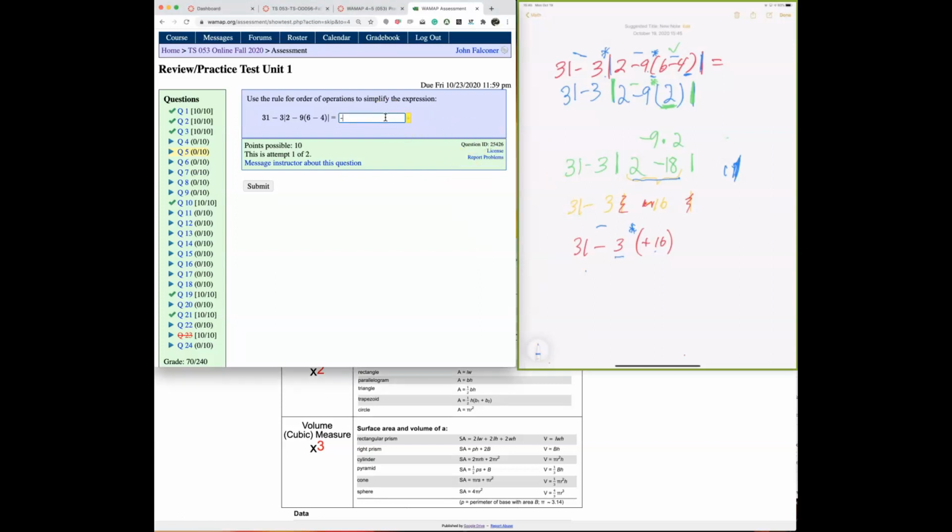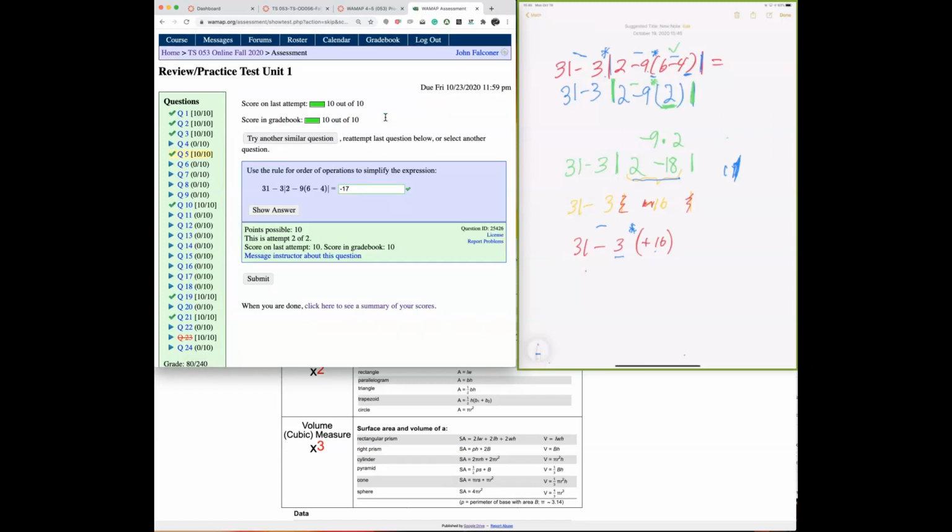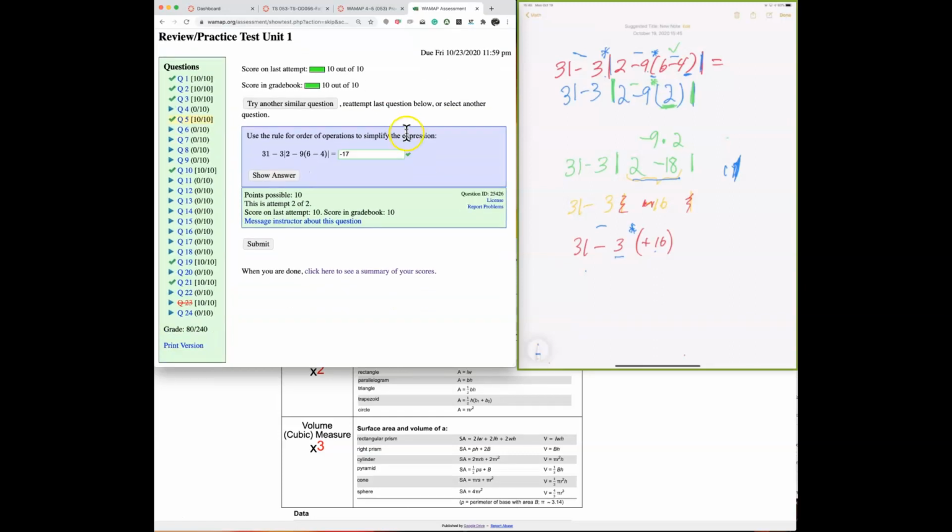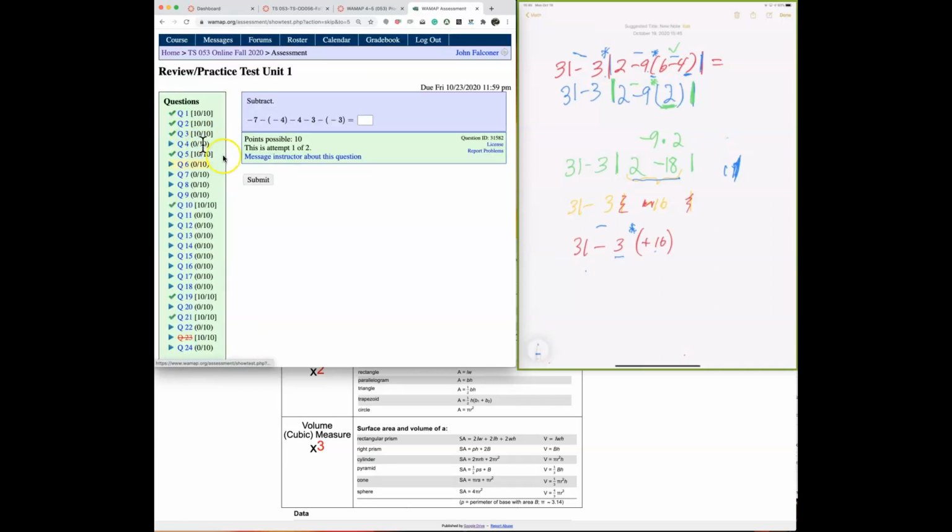Let's see if that works, negative 17. Oh, good. Okay. And let's see, so that's how you do that. Absolute value brackets may be new, but they do count as brackets in PEMDAS, okay? Let's look at Q6. This one might be a little bit easier, although if you're new to negative numbers, it can be a lot of negativity.